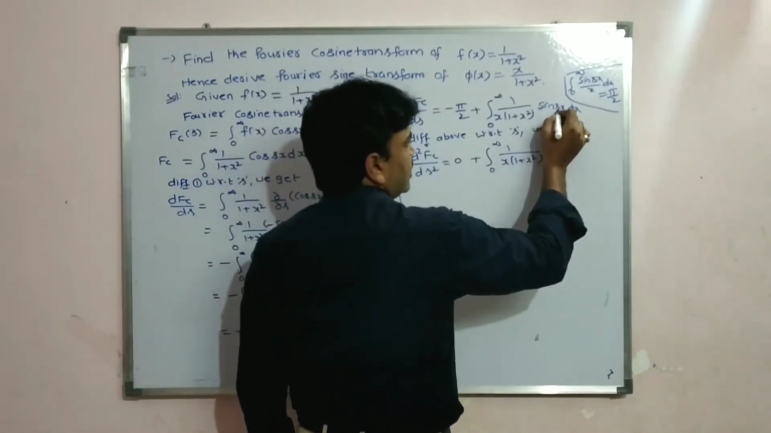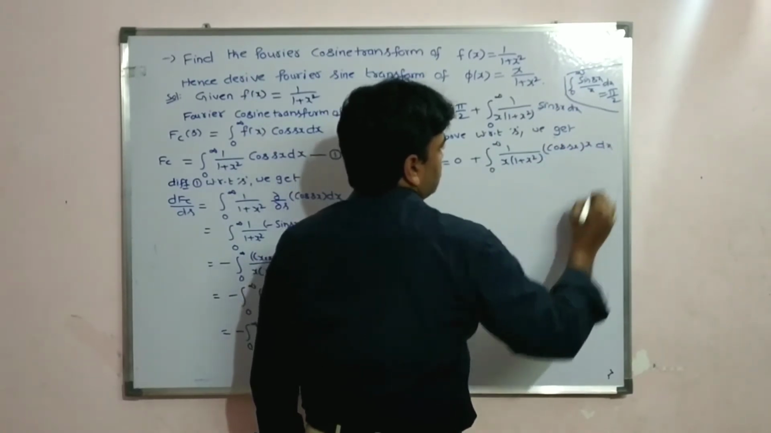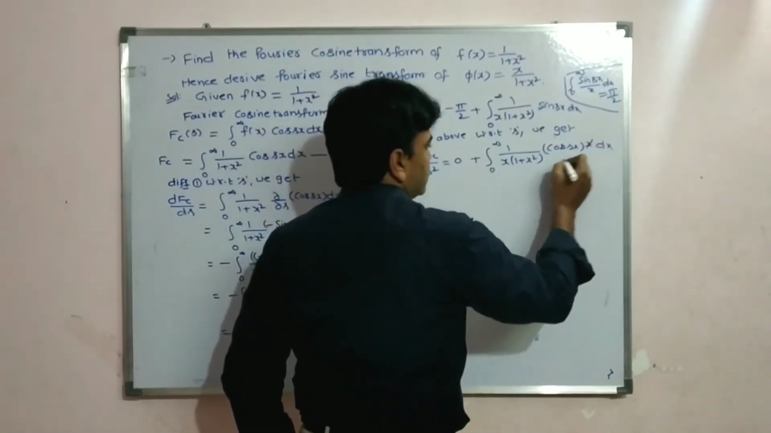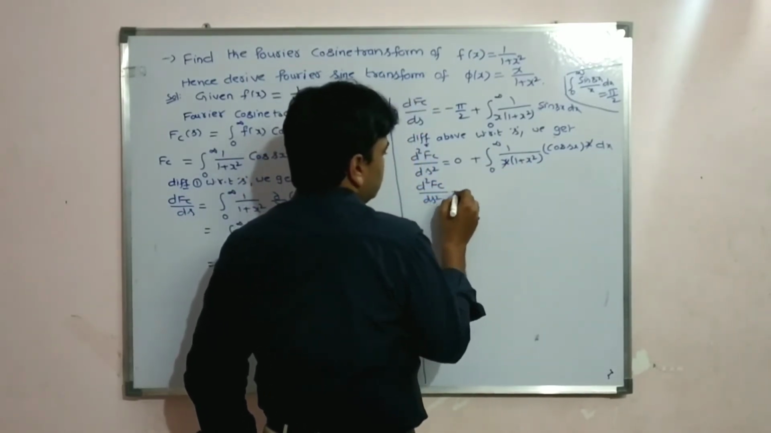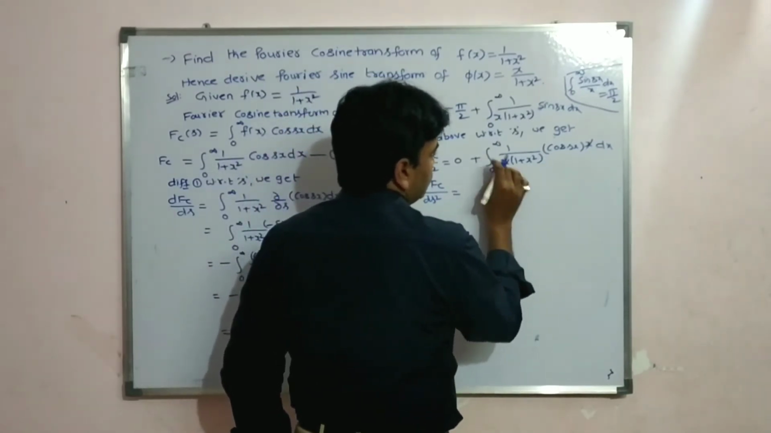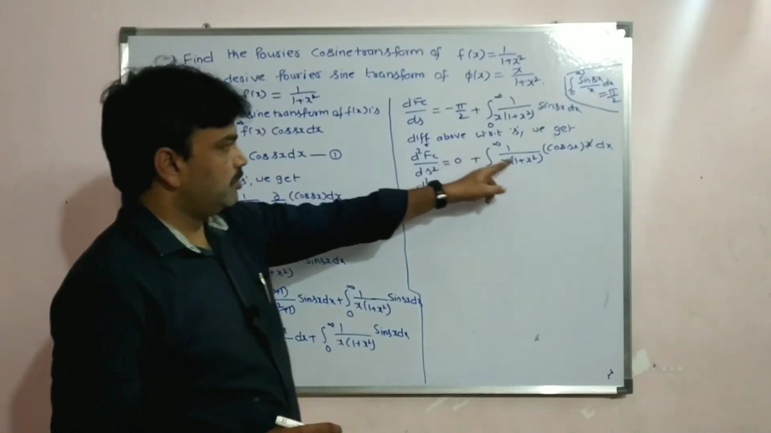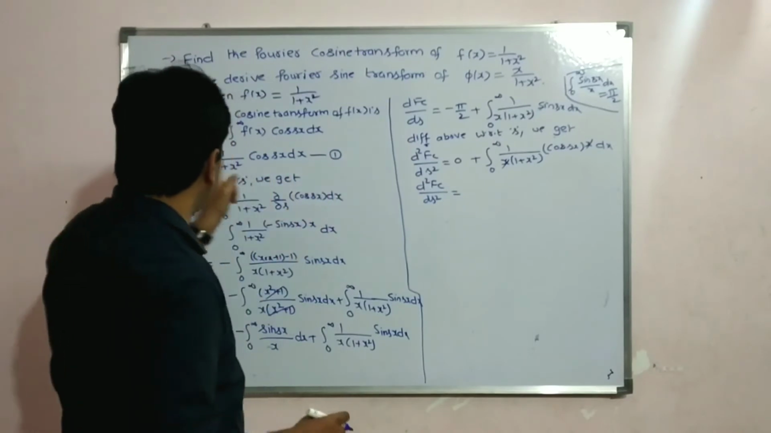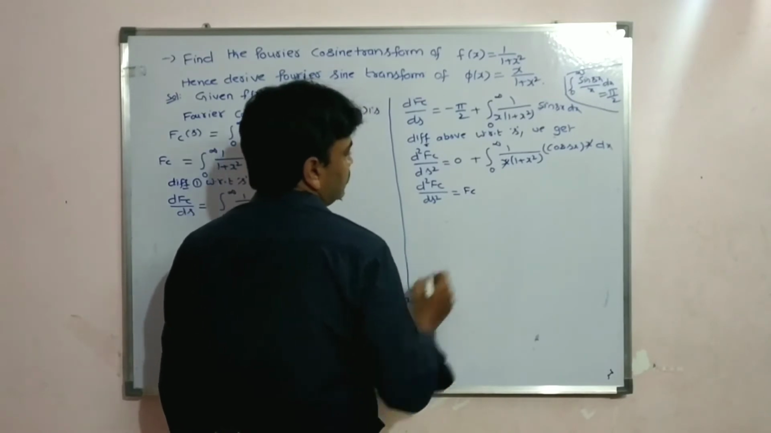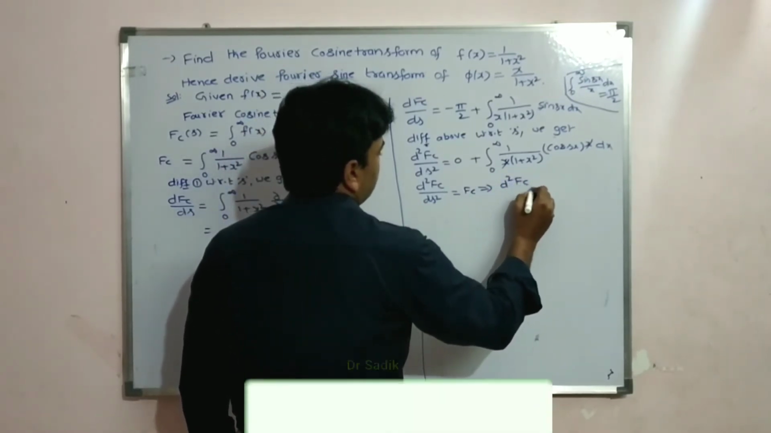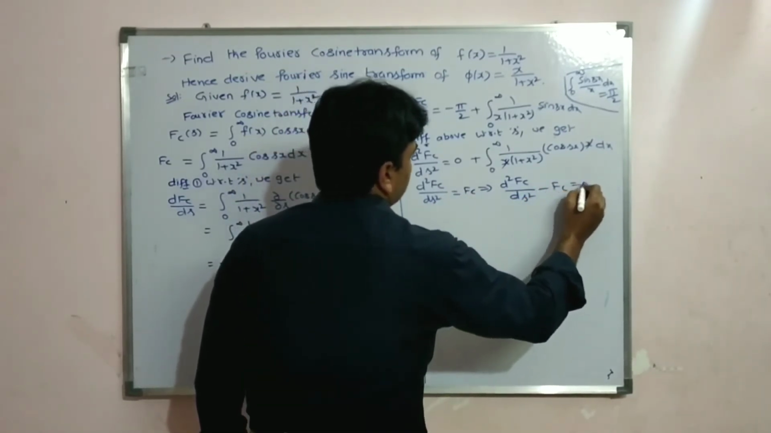See, students, the derivative of sin sx is cos sx into x dx. So x cancels here. So d square fc by ds square is equal to integral 0 to infinity 1 by 1 plus x square cos sx dx. This value is fc. So d square fc by ds square; now transpose to the left hand side, so minus fc is equal to 0.